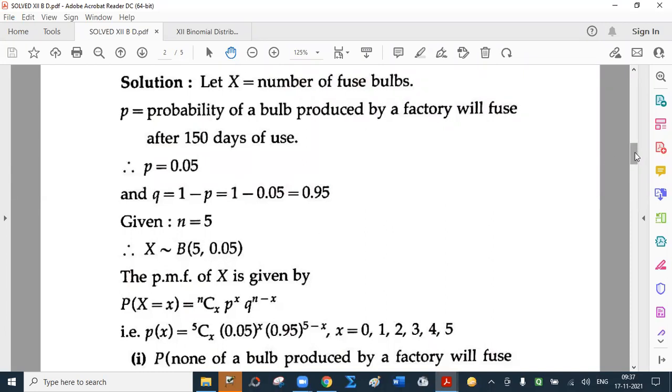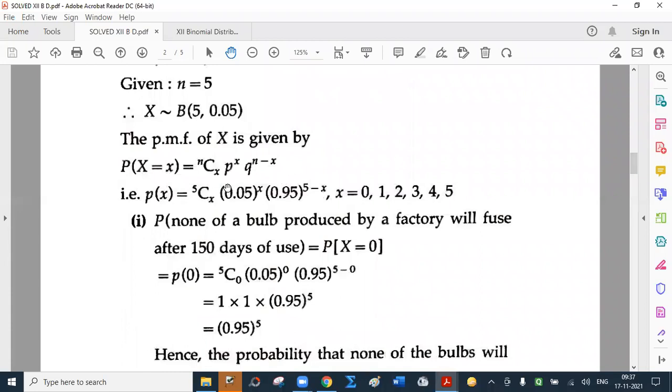So what is the probability mass function of X? It is nCx, p raised to x, q raised to n minus x. That is 5Cx, 0.05 raised to x, 0.95 raised to 5 minus x. X can assume values 0, 1, 2, 3, 4, 5. First part, probability that none of the bulbs will fuse after 150 days of use. So P of X equal to 0. So 5C0, 0.05 raised to 0, which is 1, 0.95 raised to 5. So this is the answer.